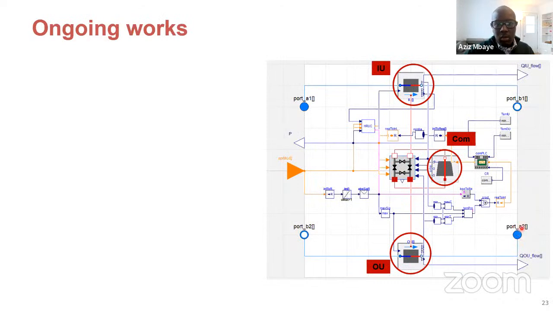Here is an overview of the improved VRF model, which in addition to the main components, the outdoor unit, the compressor here, and the indoor units, we added some new ones, especially new for the system.